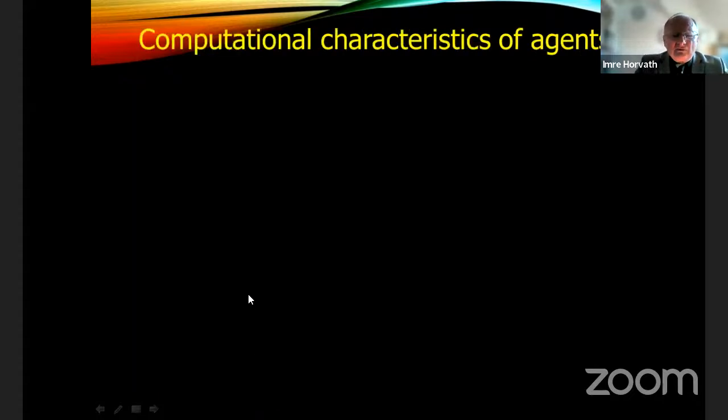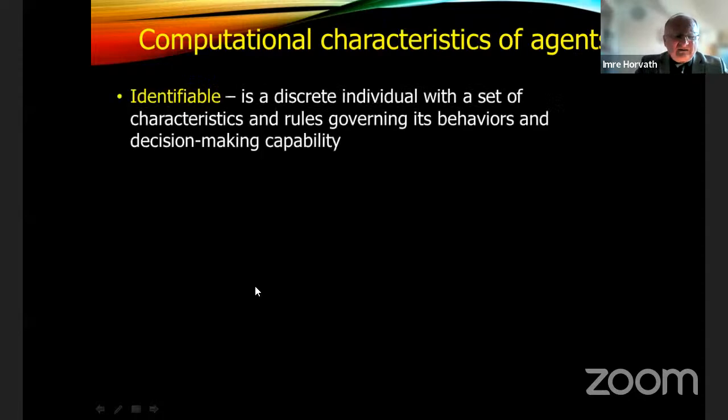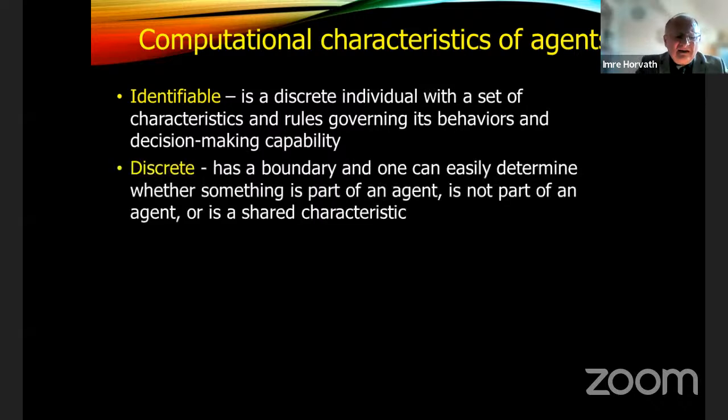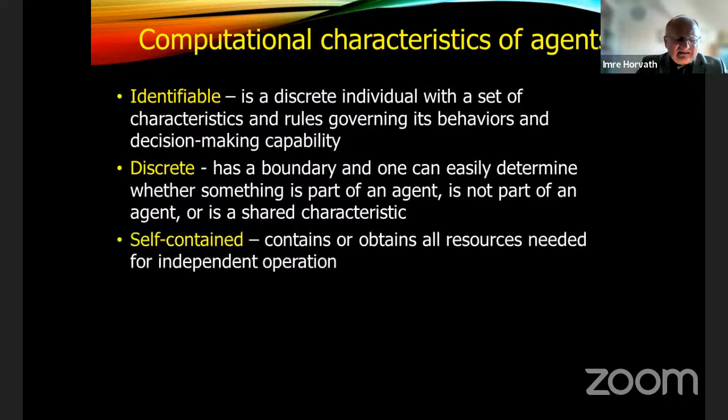Then we have to talk about the computational characteristics of an agent. The first one is identifier. It is a discrete individual with a set of characteristics and rules governing its behavior and decision-making capabilities. In multi-agent systems, agents typically have a name, like humans do as well. The agents are discrete, which means that their operation and servicing has a boundary, and one can easily determine whether something is part of an agent, is not part of an agent, or is a shared characteristic.